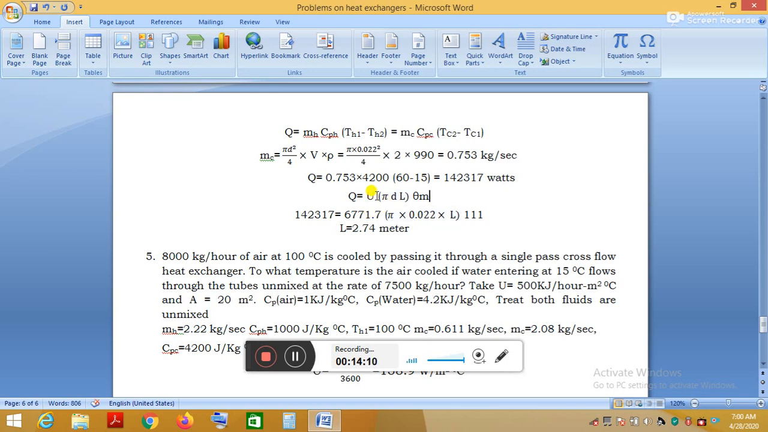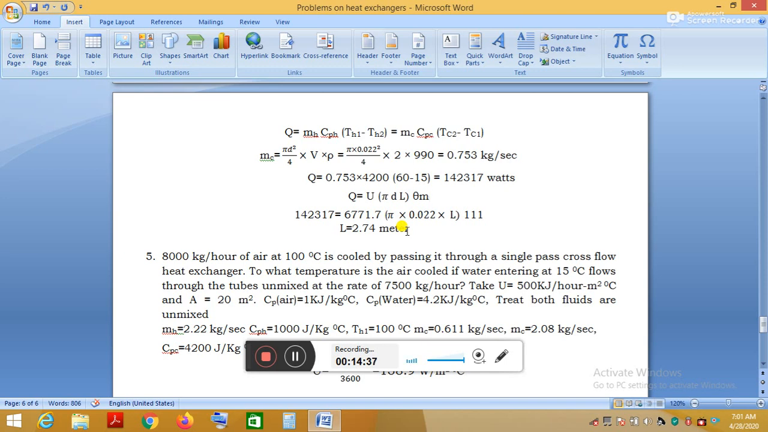Since he asks us to neglect the resistance offered by the pipe and steam side resistances, we can consider the heat transfer coefficient of the water itself as the overall heat transfer coefficient, and substituting that value here, we will get the length of the heat exchanger, which is 2.74 meters.